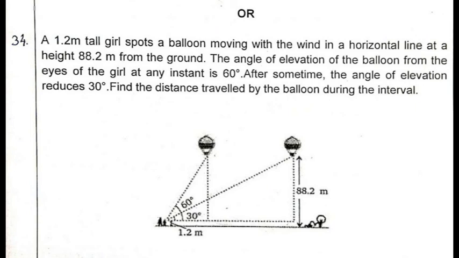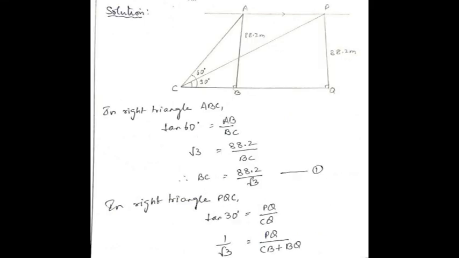Or a 1.2 meter tall girl spots a balloon moving with the wind in a horizontal line at a height of 88.2 meter from the ground. The angle of elevation of the balloon from the eyes of the girl at any instant is 60 degree. After some time, the angle of elevation reduces to 30 degree. Find the distance traveled by the balloon during the interval.